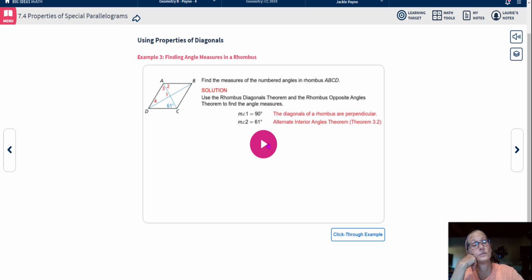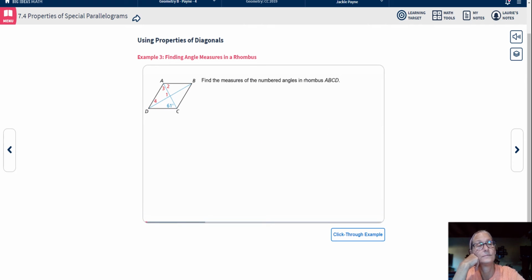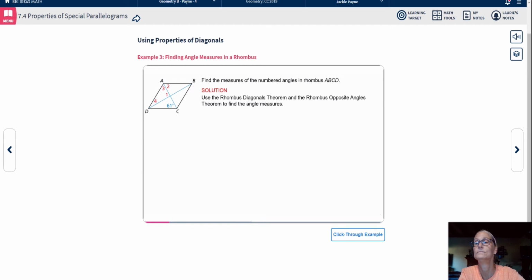Find the measures of the numbered angles in rhombus ABCD. Solution. Use the rhombus diagonals theorem and the rhombus opposite angles theorem to find the angle measures. First, to find the measure of angle 1, use the rhombus diagonals theorem. By this theorem, the diagonals of a rhombus are perpendicular. So, angle 1 is a right angle, and the measure of angle 1 equals 90 degrees.